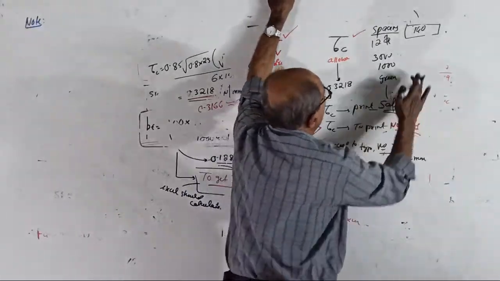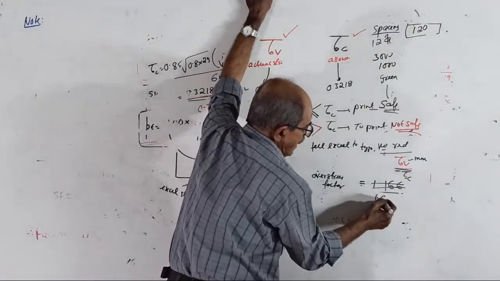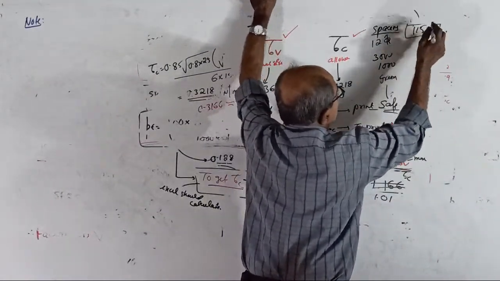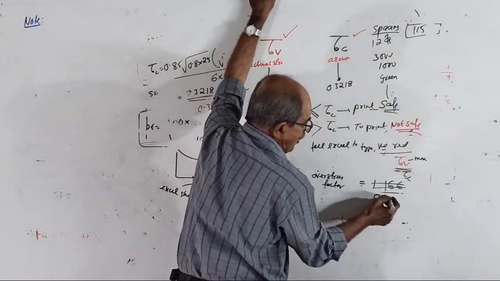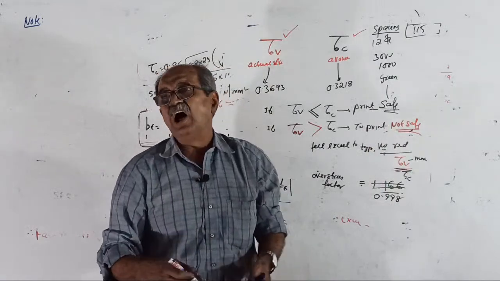Type 120. This number will change over to 1.01. Try 115. Suddenly this number will come to 0.998. Clear or not? That's all you have to do.